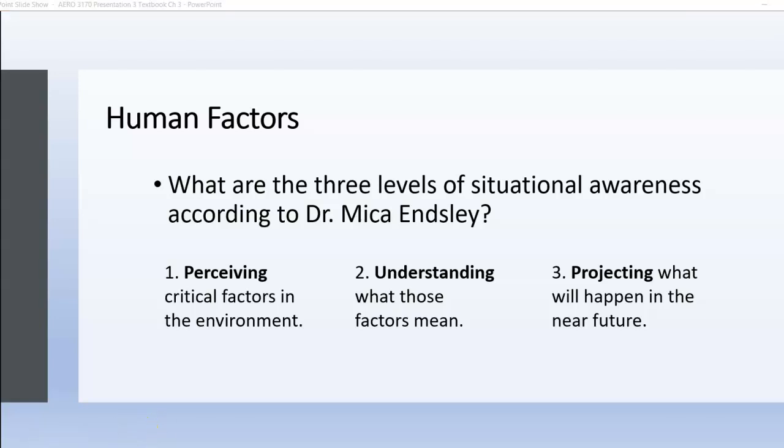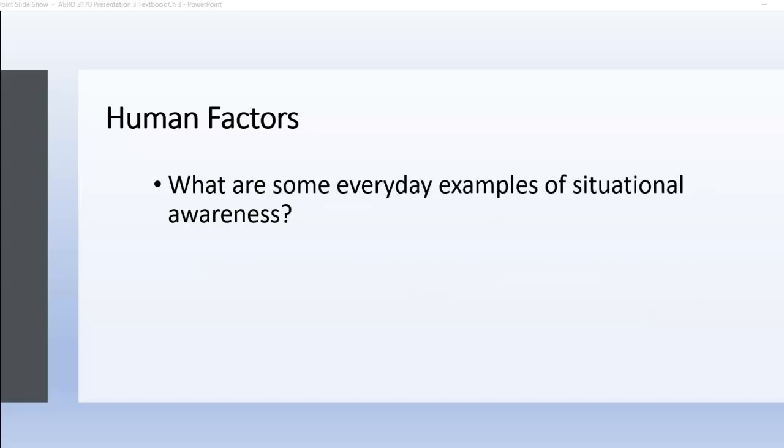So the 3 levels of situational awareness, according to Dr. Mica Endsley, are perceiving critical factors in the environment, understanding what those factors mean, and then projecting what that means will happen in the near future. Can you think of some everyday examples of situational awareness?